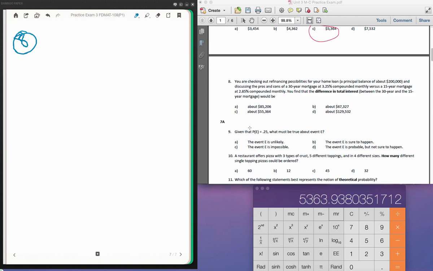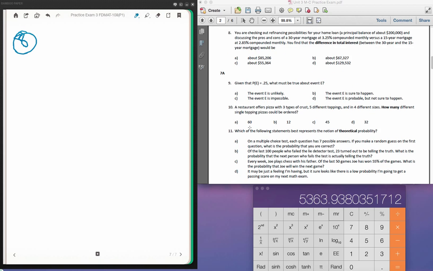All right, let me just fix this a little bit. Here we go. So we're checking out the refinancing possibilities of a home loan. Sorry about that. The principal balance is $200,000, and we're going to discuss the pros and cons of a 30-year mortgage at 3.25% compounded monthly versus a 15-year mortgage. We want to find the total difference of interest between those two.